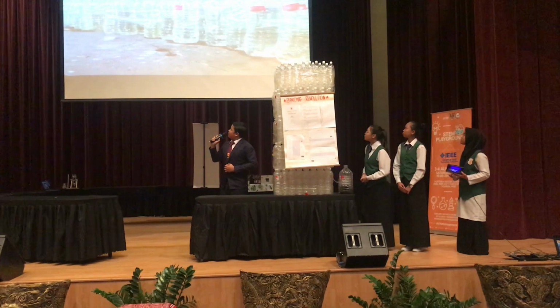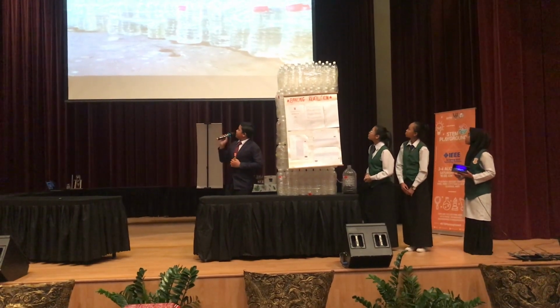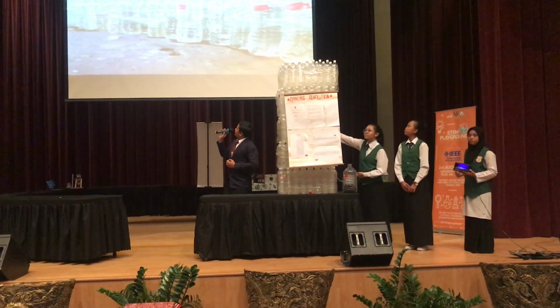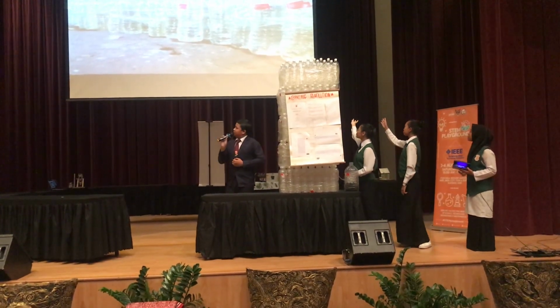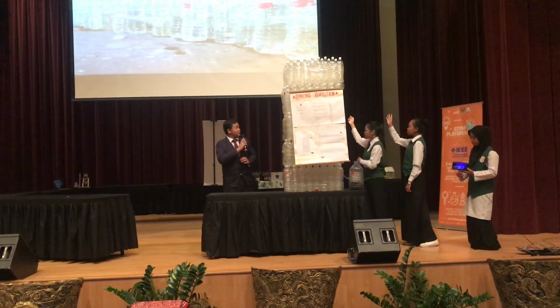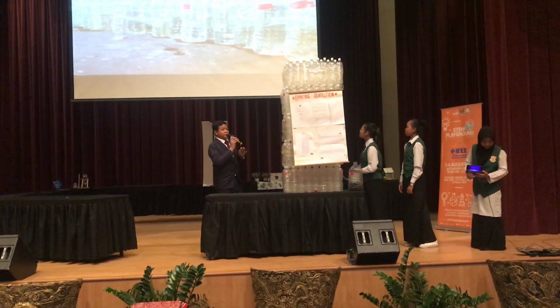As you can see up here, you can see the changes from the dirty water, that is the yellowish one, and after the sedimentation process, it produces clean water.